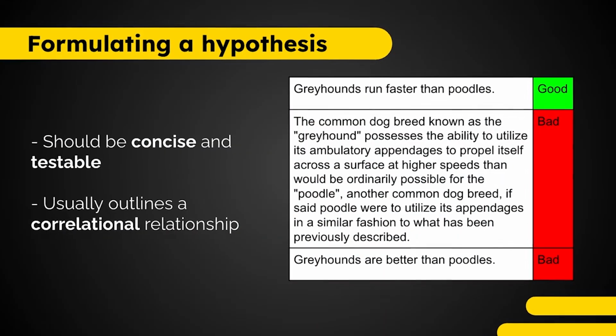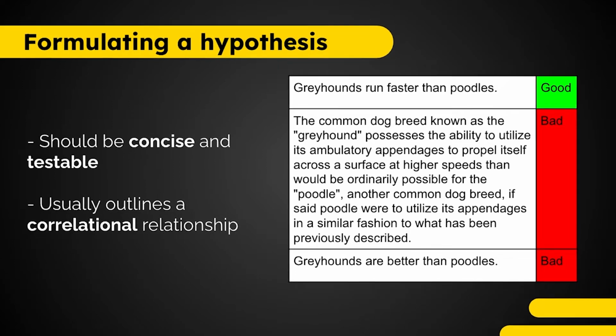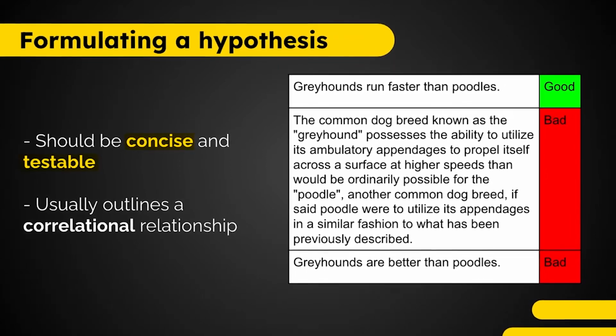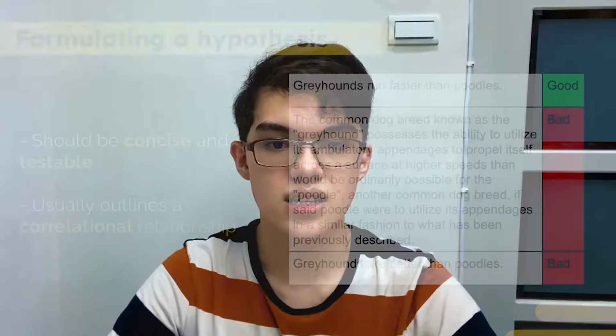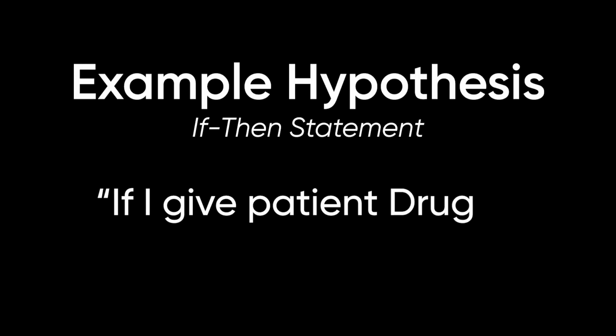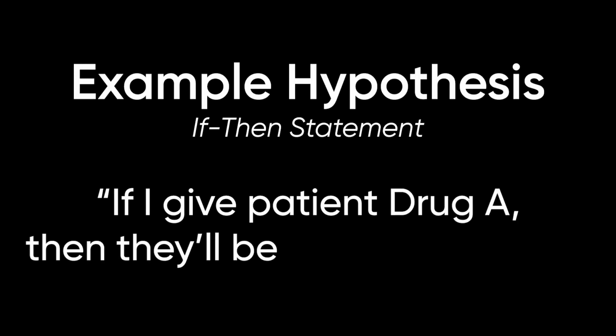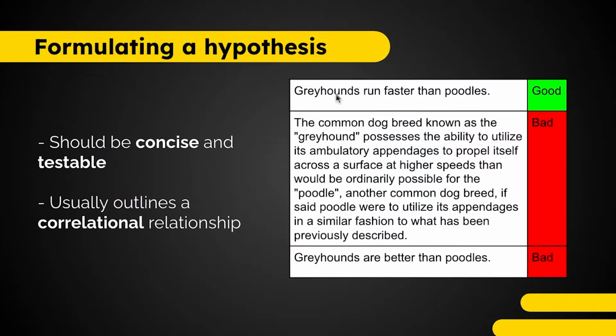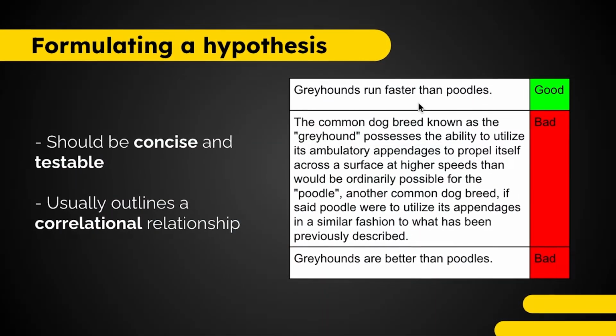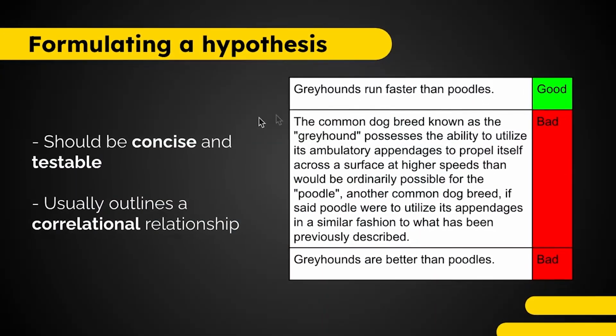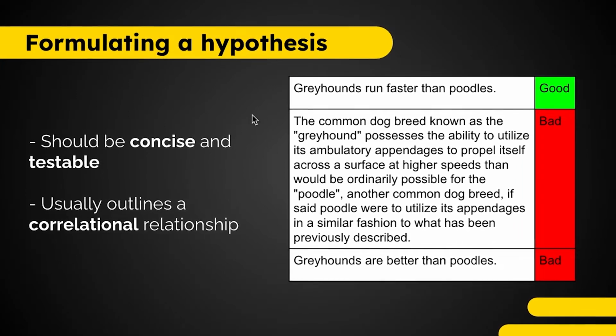So the first part of making an experiment is formulating your hypothesis. And your hypothesis should be concise and testable. It would usually outline a correlational relationship, so we usually phrase that in an if-then statement. For example, if I give patient drug A, then they'll be cured of cancer, or something like that. My example hypothesis here is greyhounds run faster than poodles. And that's a good hypothesis. It's concise and it's testable. This is something we can test in a lab.